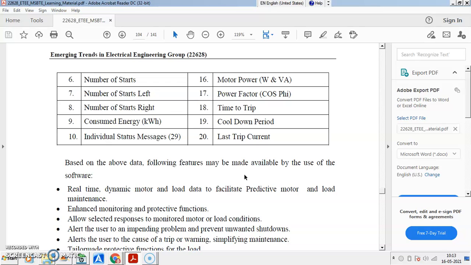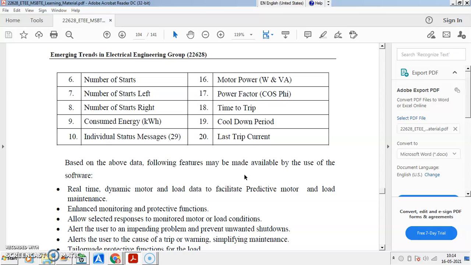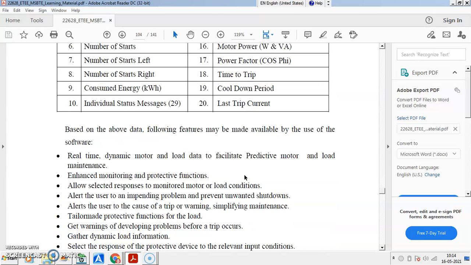So you may have selected responses, you may have selected alarms, you may have selected alerts, you may have all these alerts about the trip time, shutdown time, status messages, last trip history, reason behind the last trip, cool down period, heating of the machine, parameters related to power factor, parameter related to start, power consumption parameters, voltage parameters, overloading parameters. So all these are studied to enhance the monitoring and control system development.